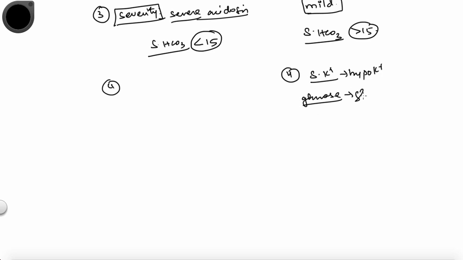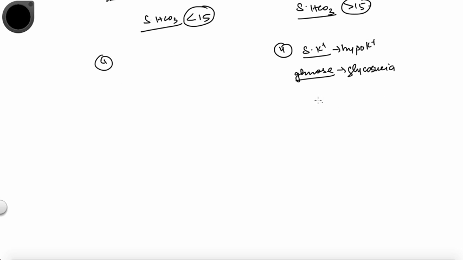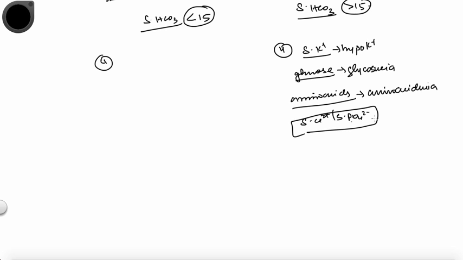This is going to produce something called glycosuria, and these patients also tend to lose a lot of amino acids in the urine, which is called aminoaciduria. These patients also tend to lose a lot of calcium and a lot of phosphate in the urine as well. So you have very low levels of serum calcium and serum phosphate.